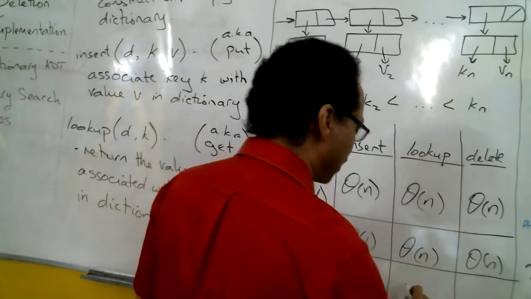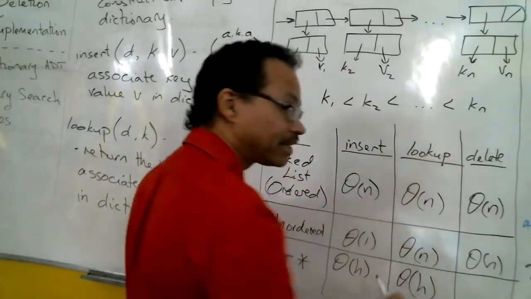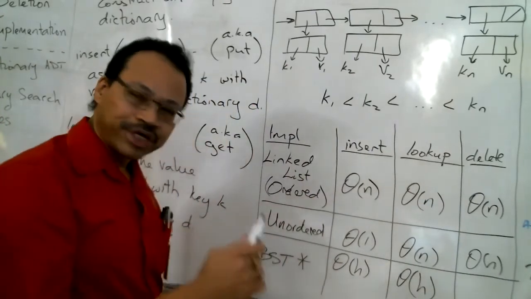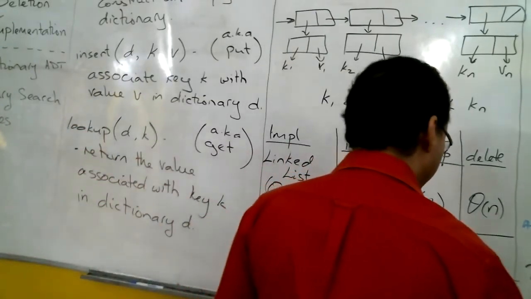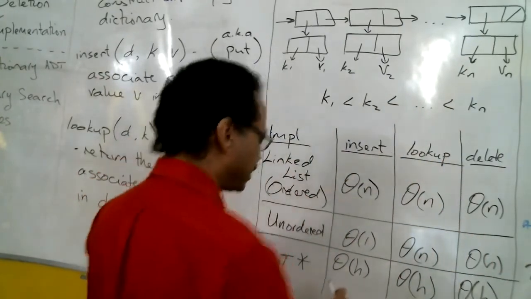And for lookup, well, that's the same process. And for delete, that one is a little bit tricky. You're going to have to see why, but it turns out to be also theta H, where H is the height of the tree.